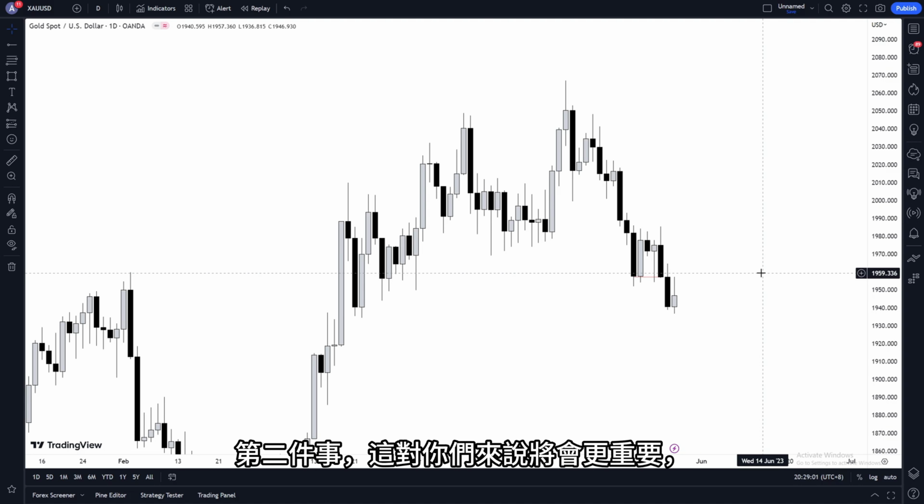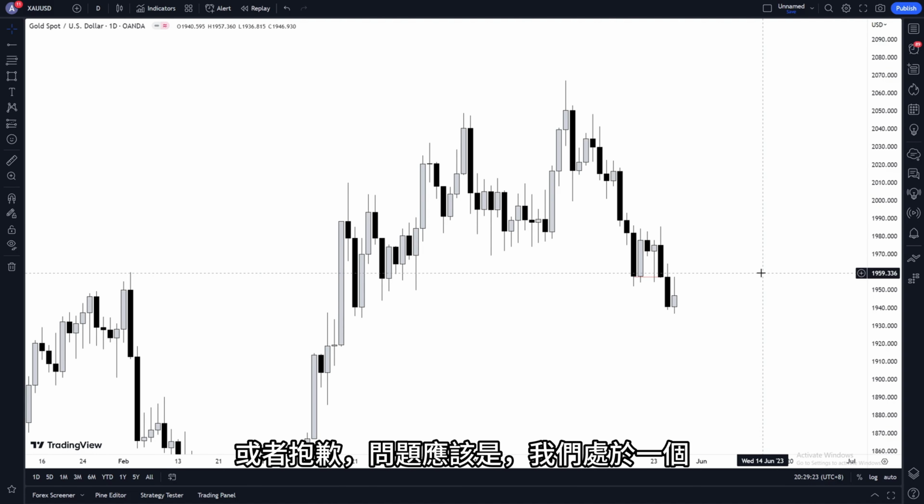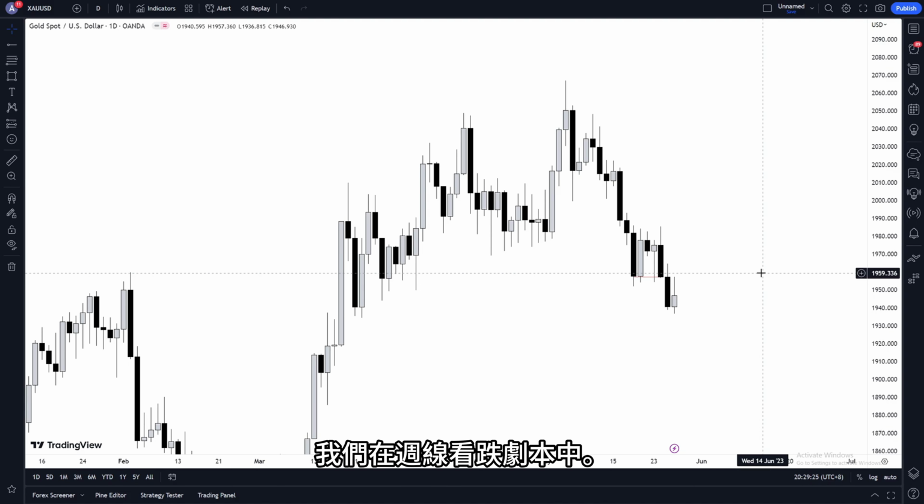The second thing, which is going to be even more important to you, is that, guys, we are in a weekly bearish storyline. I'm going to give you guys about 10 seconds. We're in a weekly bearish storyline. Can we all agree with this? Meaning, from which time frame are you likely going to see counter trades coming from? Weekly bearish storyline, counter trades.